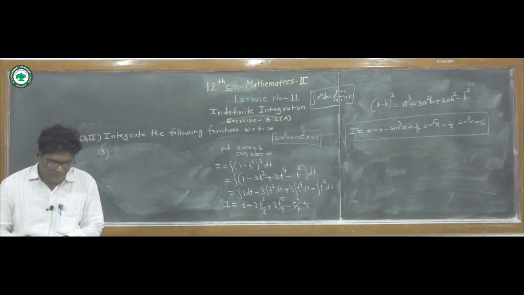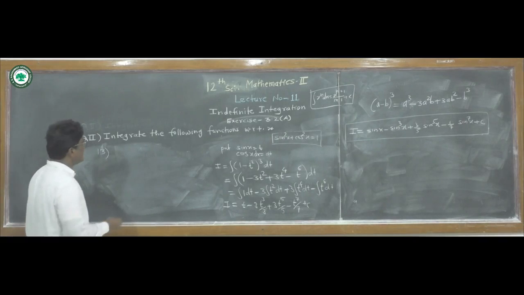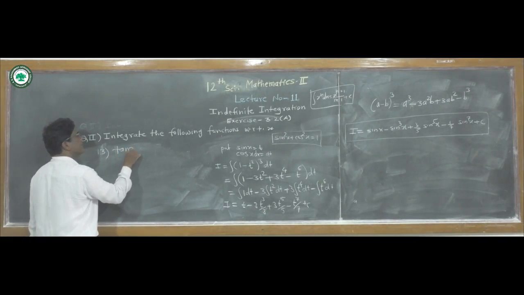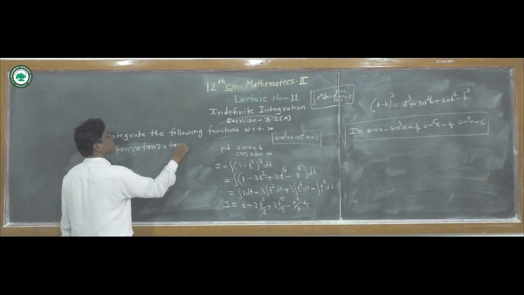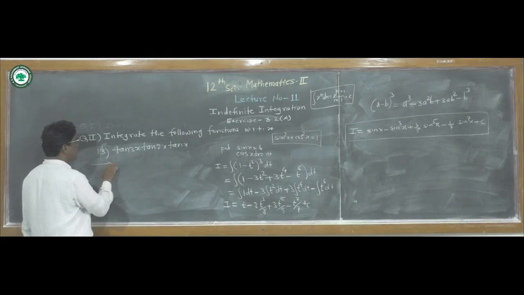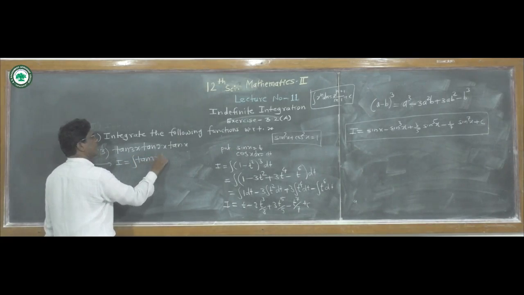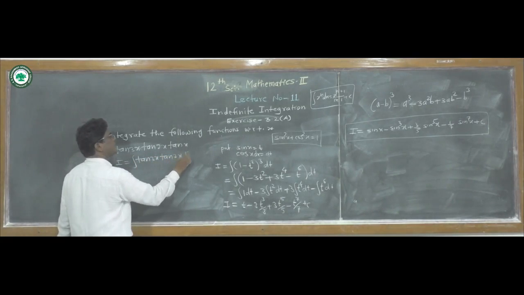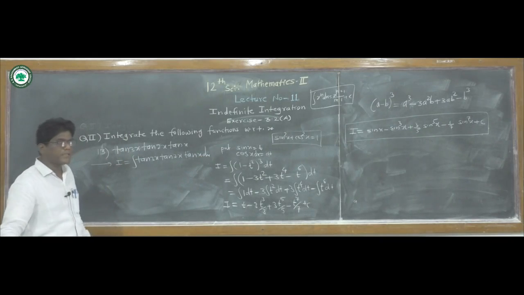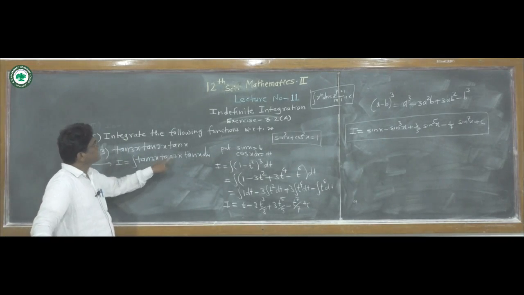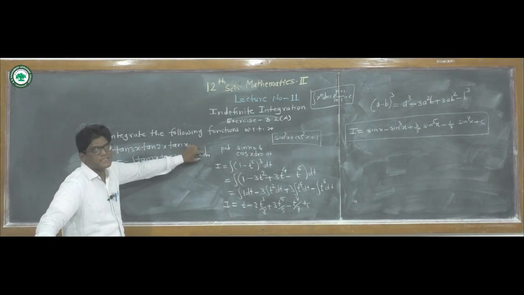Tan 3x tan 2x tan x. Now here I is equal to integration of tan of 3x into tan of 2x into tan x dx. Now observe the angles of the tangent ratios. Here the angles are 3x, 2x and x. Now 3x is the addition of these two angles.